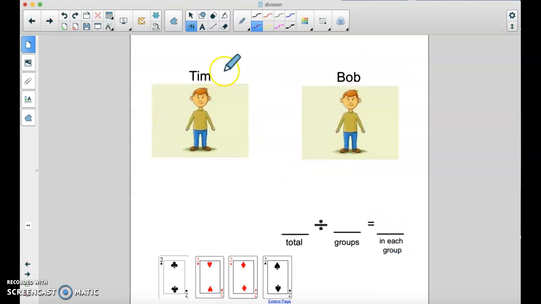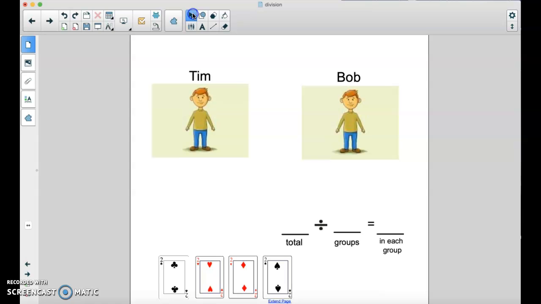Okay, here we go. Here's my friend Tim and Bob. Okay, they get some cards. And we're going to pass it out so that they have the same exact number, because Tim's going to be mad at Bob if he gets more cards. That's not fair. They both have to have equal amounts.